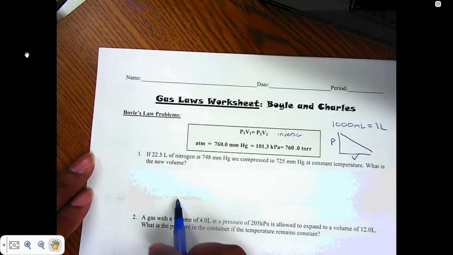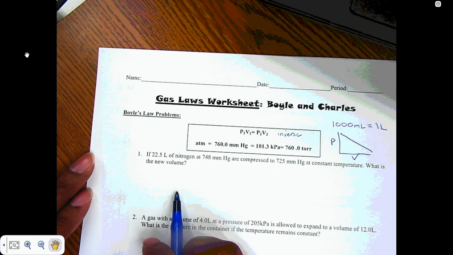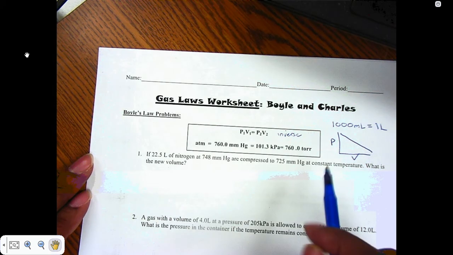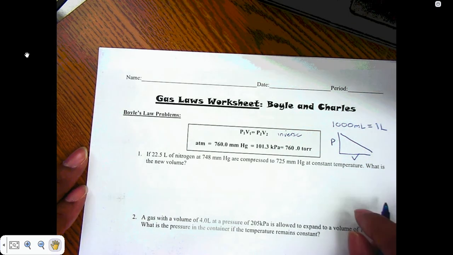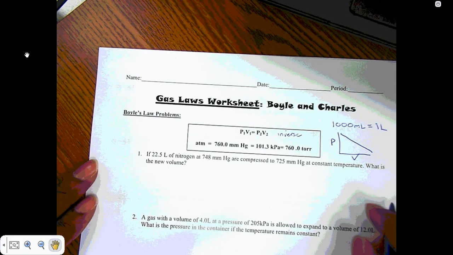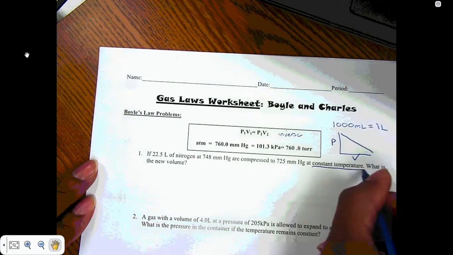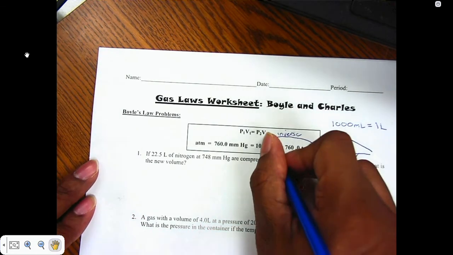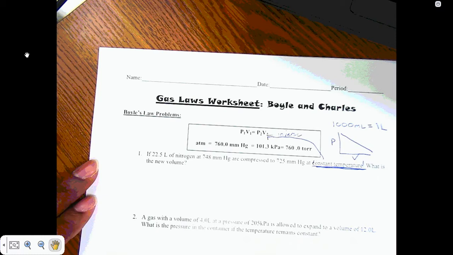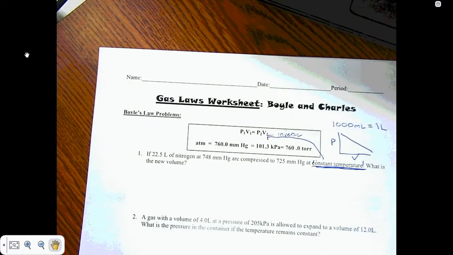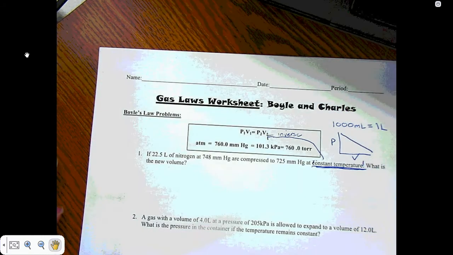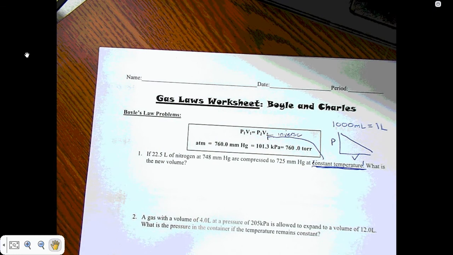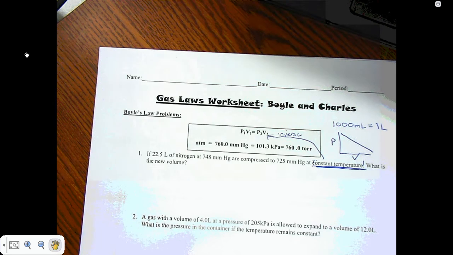We start with, if 22.5 liters of nitrogen at 748 millimeters mercury are compressed to 725 millimeters mercury at constant temperature, what is the new volume? Now remember, constant temperature is definitely a giveaway or a telltale when you're dealing with Boyle's law, because usually you're comparing pressure and volume solely if you have constant temperature. Sometimes questions might trick you and give you a certain temperature and not give you another temperature listing. You could assume that that temperature maintains the status quo.